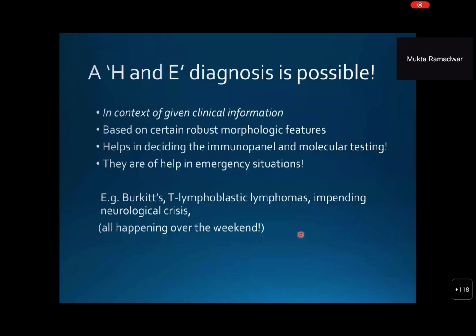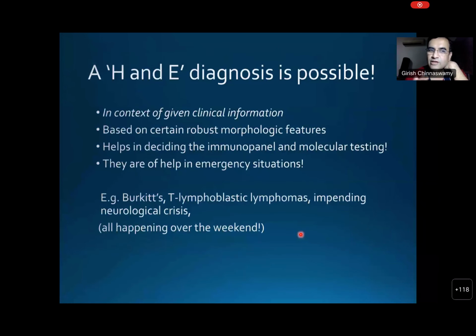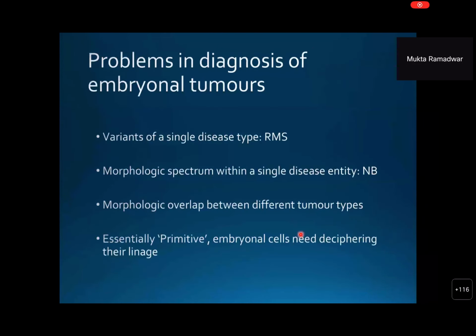Right? So in these emergency situations, all you need to tell them is whether it is a hematolymphoid malignancy or not. Then there are 2 broad areas of therapy we will start off with in that emergency situation. Correct. And it is possible for us, even on the frozen section, to say whether the given tumor is hematolymphoid or not, and you should make all efforts to make that distinction at least. Now, the problems in the diagnosis of embryonal tumors, we have just highlighted that.